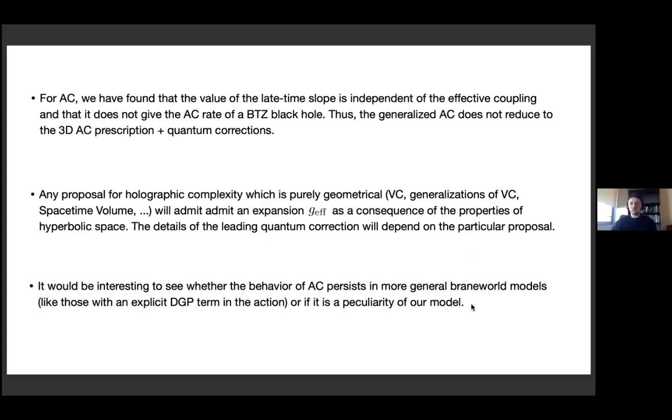Yes, so the generalized entropy is a property of the thermal state. It's just counting the number of states, as you said. But the complexity, how complexity grows, is not just a property of the state, it's a property of the Hamiltonian. So by computing the late-time growth of complexity, we are talking about some particular Hamiltonian of these two defect CFTs.